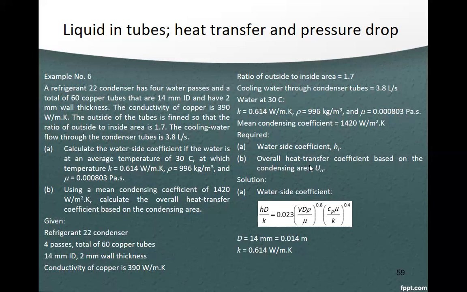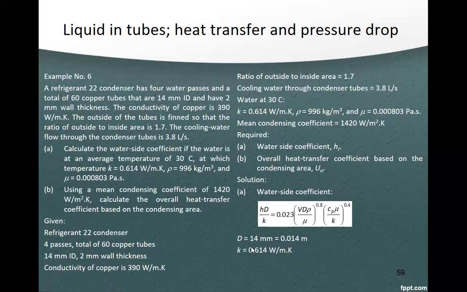Condensing area mo is yung refrigerant, diba? Okay. Solution A, water side coefficient. The equation is hD over k is equal to 0.023 times ρVD over μ exponent 0.8 times Cpμ over k exponent 0.4. This equation is for liquid in tubes.